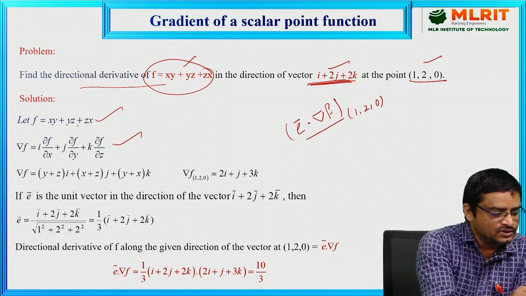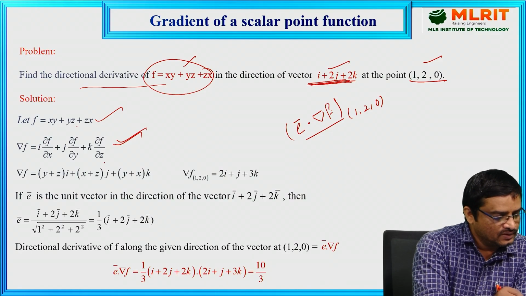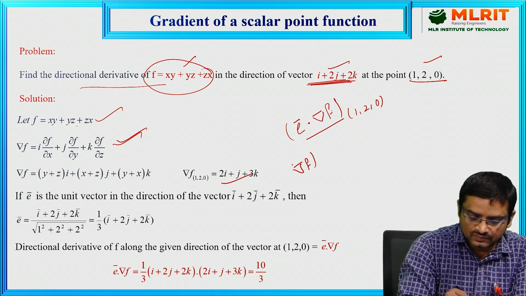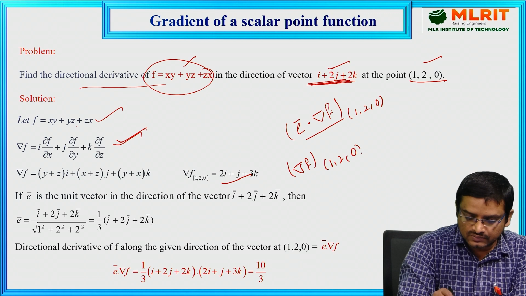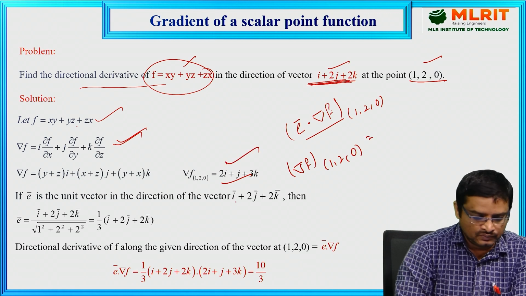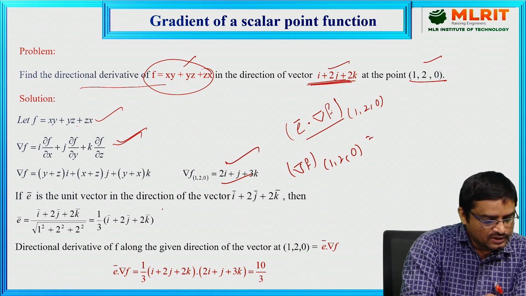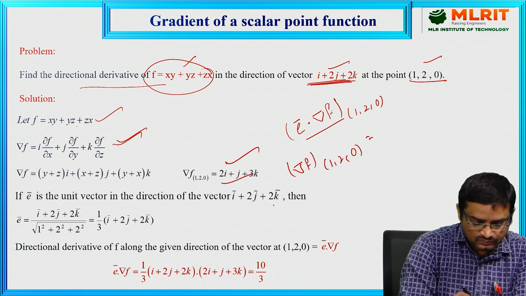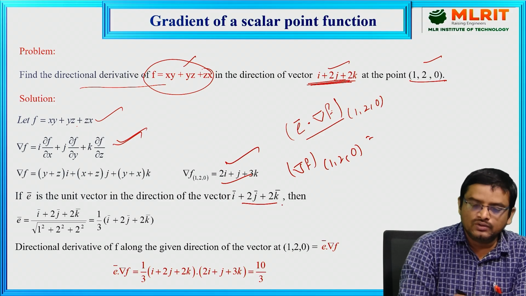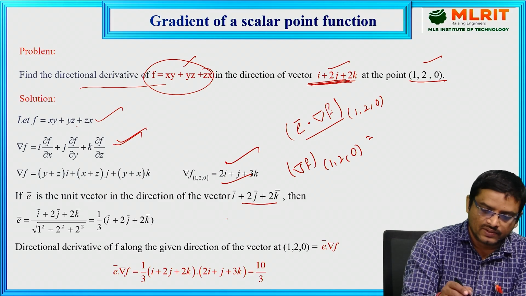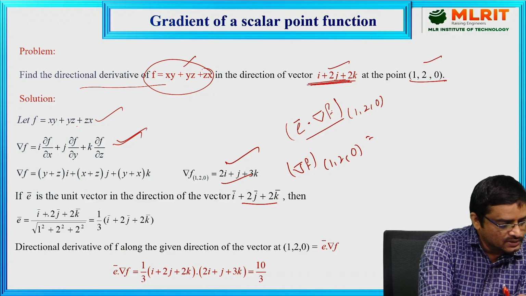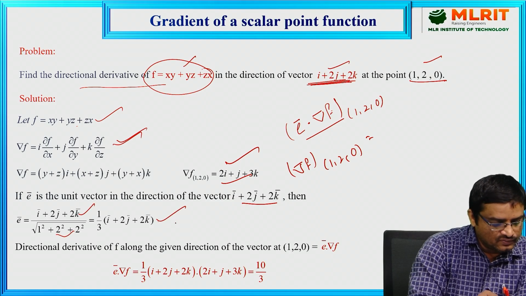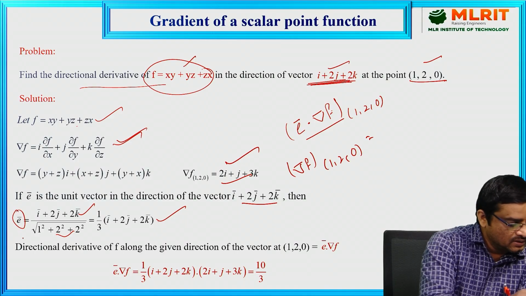So f is equal to this, and del f at the particular point, this is our del f value at 1 comma 2 comma 0. You got this value here. Now E bar is a unit vector. E bar represents the unit vector of the given vector. We know how to find the unit vector, that is the vector divided by its magnitude. I bar plus 2j bar is the vector, and this is the magnitude of that vector. You find this and you will get our E bar value here.